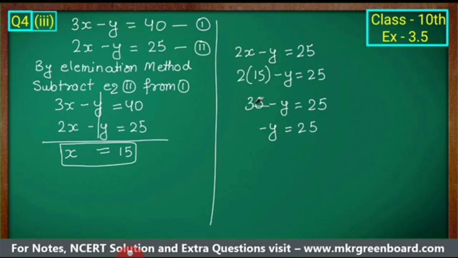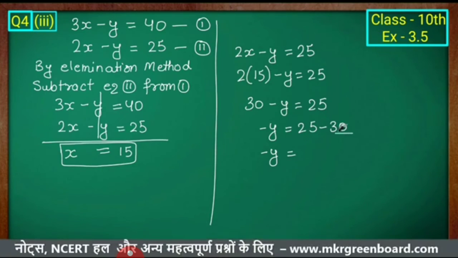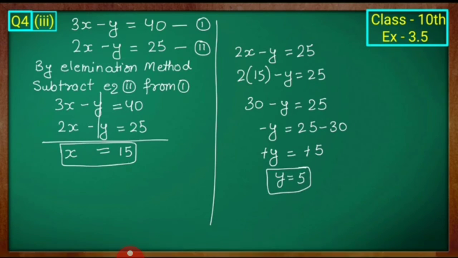So minus y is equal to 25, and 30 will be minus 30. Minus y is equal to 25 minus 30. It will be minus 5. Minus signs are cancelled from both sides. So y is equal to 5. We have x equal to 15 and y is equal to 5.